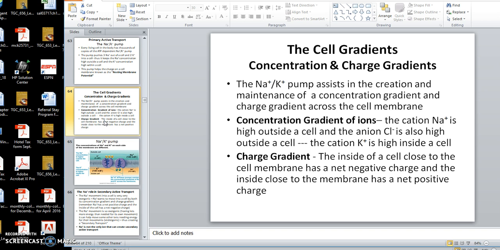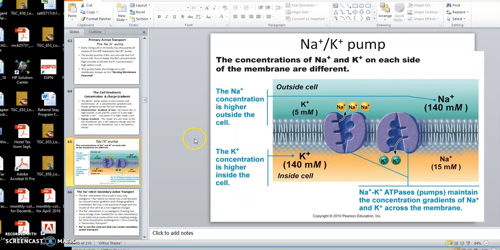On a cell surface, on a cell membrane, you have 2 gradients. Gradient means gradational. You have a concentration gradient and a charge gradient. The charge gradient is the charge on the cell membrane. The concentration gradient has to do with the ion concentrations. All right, so write this down. In a cell, the membrane on the outside has a net positive charge, and the membrane on the inside has a net negative charge. Outside, net positive, inside, net negative.